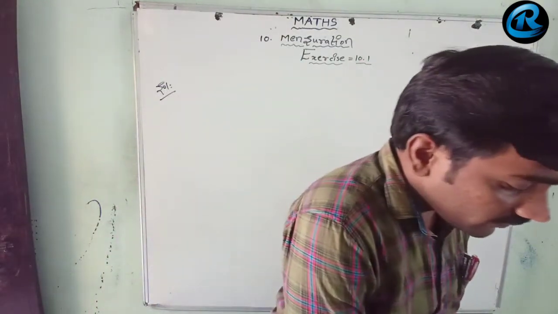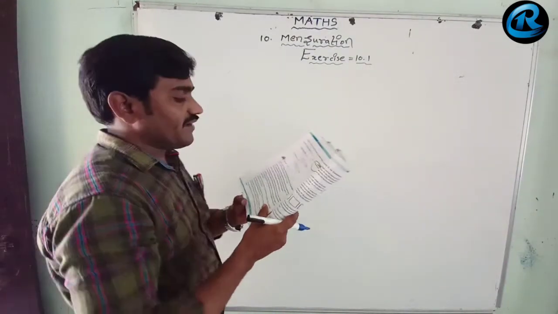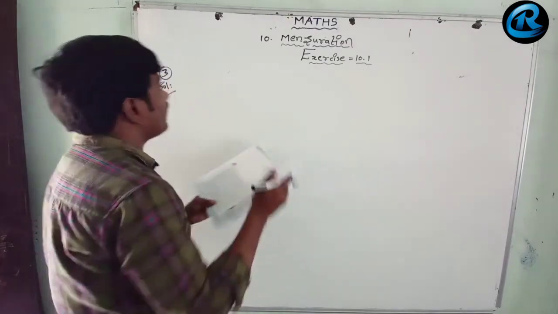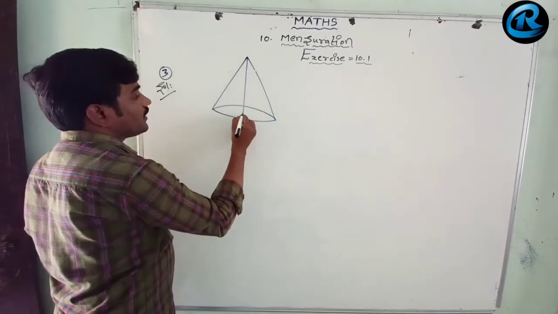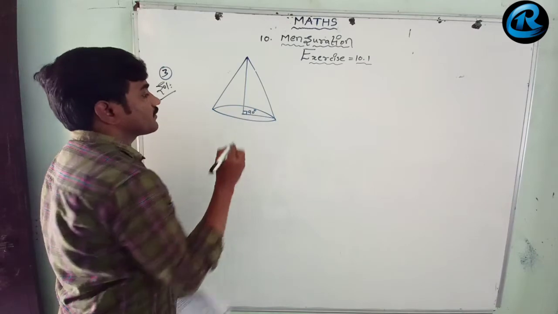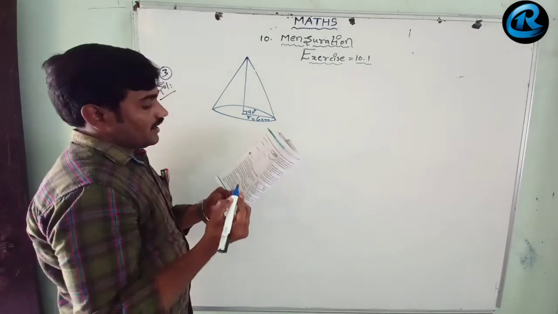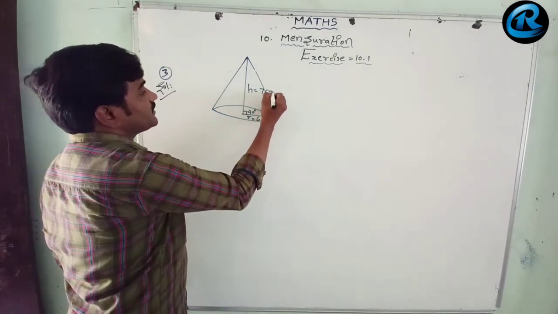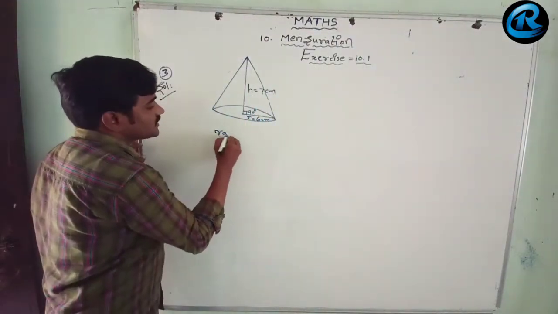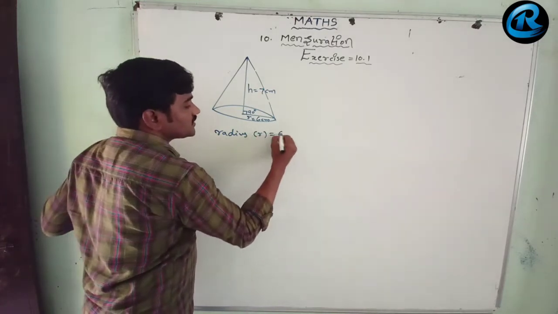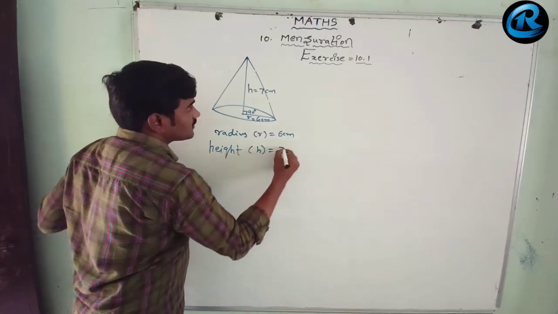Now we go for question number 3. Find the volume of a right circular cone. For the cone, the radius r equal to 6 centimeter and height h equal to 7 centimeter. So we have to draw the diagram for every question. Here the radius is given, r equal to 6 centimeter, and height of the cone, h equal to 7 centimeter.